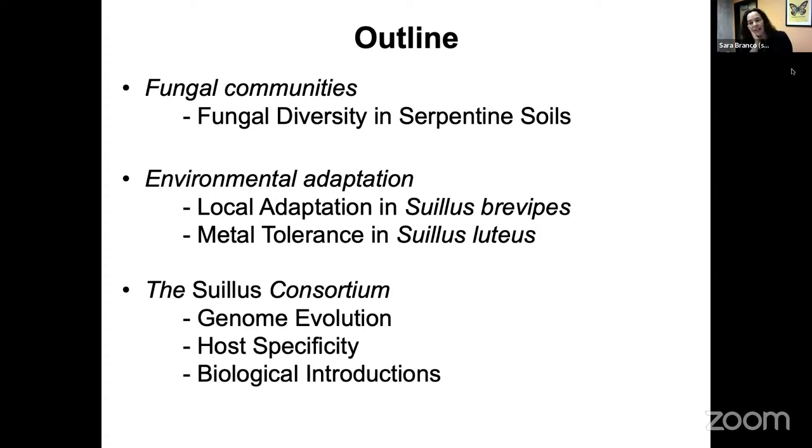And then I'm going to finish up with why I decided to team up with a lot of friends to establish the Suillus Consortium. And the Suillus Consortium is a little bit similar to your EVOLTREE group, even though it's smaller and we don't have money. But the idea is to gather resources and expertise to develop a model system to understand ectomycorrhizal fungi. And so we've been doing a series of studies that hopefully will allow us to have a better sense of this continuum of diversity from communities to genes. Within this topic, I'm going to talk a little bit about genome evolution, host specificity, and biological introductions.